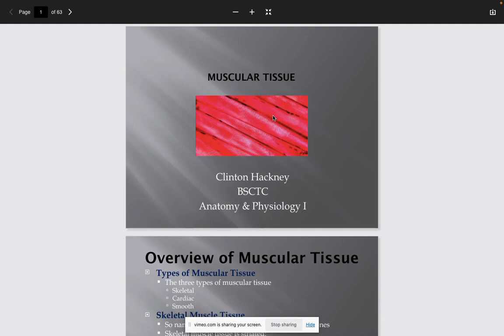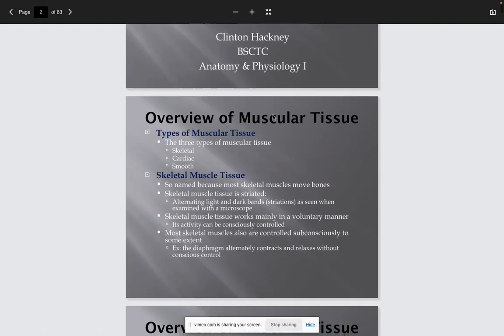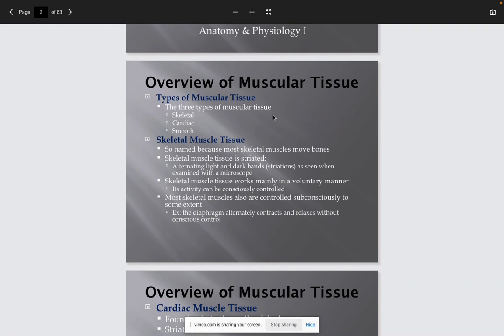So let's jump in. You guys are familiar with muscular tissue a little bit from our tissue lecture, whenever we covered skeletal, cardiac, and smooth. If you remember, those were the three different types. Skeletal was voluntary, cardiac and smooth were involuntary. Cardiac was found in the walls of the heart and had those specialized structures called the intercalated discs. Skeletal muscle was going to be striated, and cardiac muscle was going to be striated, but smooth muscle was not going to be striated. So know the three different types of muscle. Remember which one's voluntary, which one's involuntary.